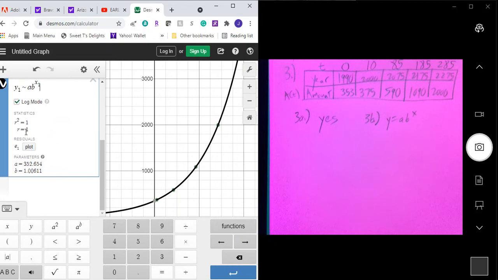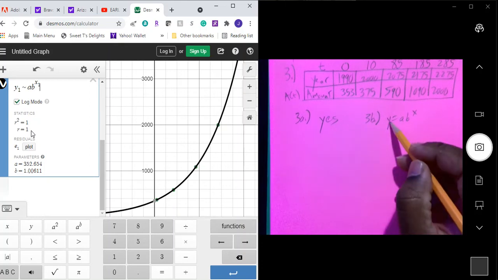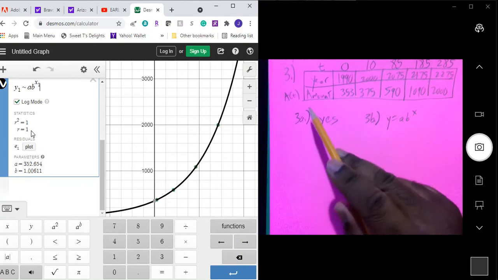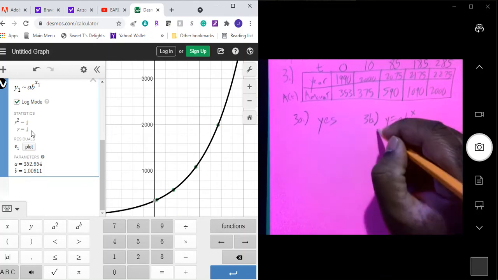Now, if you notice here, you have your A and your B here. But if you notice here, we have our correlation coefficient. And remember, the graph is exact when your correlation coefficient equals 1 or -1. And if you notice here, our correlation coefficient equals 1. So that means that this equation is actually exact. It's not an estimate. So we know that y, for the purposes of this problem, is really A of T.